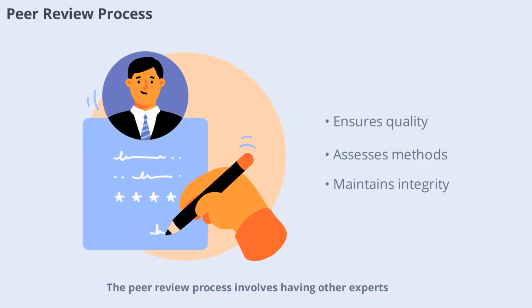The peer review process involves having other experts evaluate a research study before it is published. In educational psychology, peer review ensures that research meets high standards of quality, accuracy, and relevance. Reviewers assess the study's design, methods, analysis, and conclusions. Peer review helps maintain the integrity of the scientific literature.